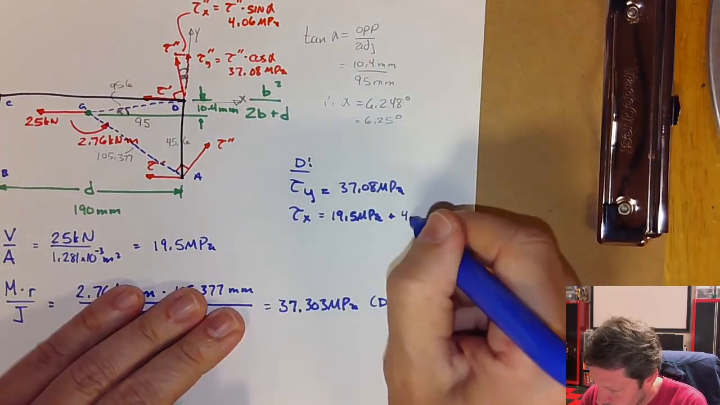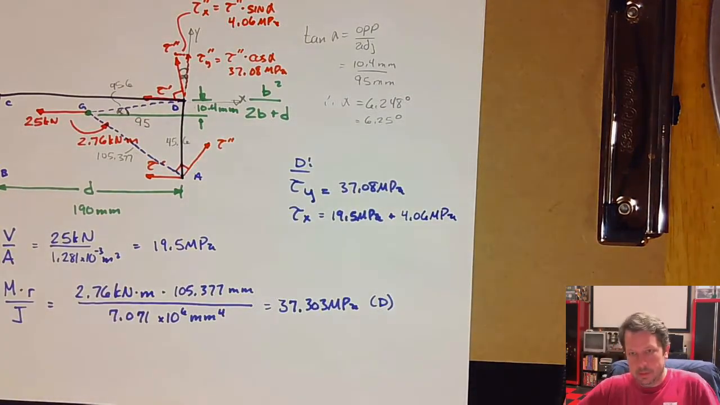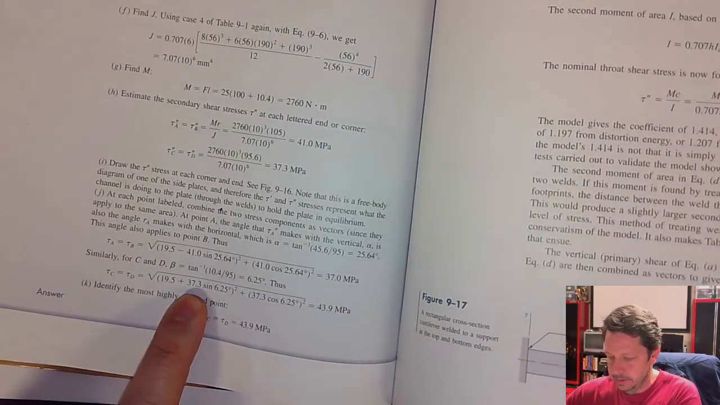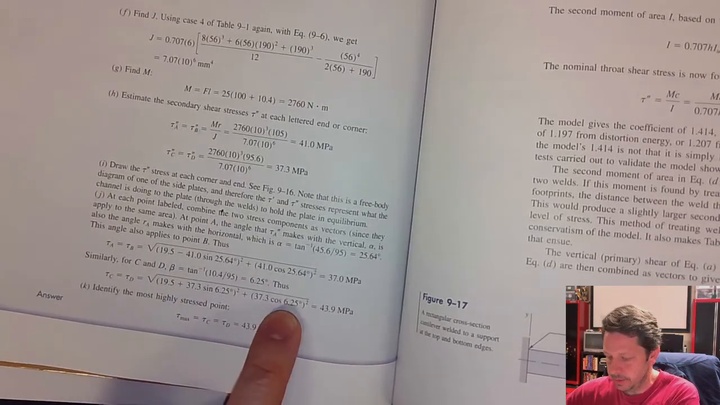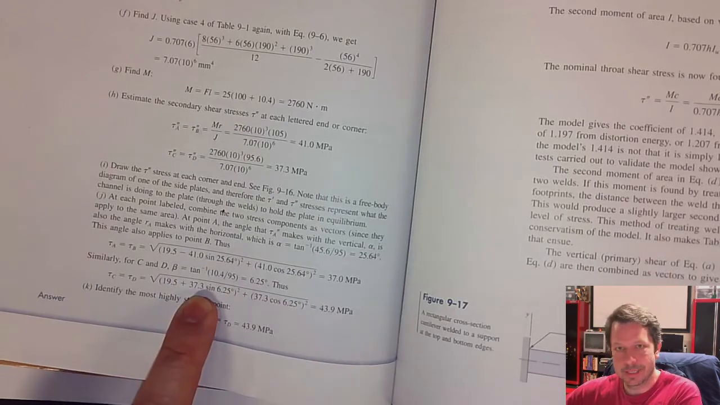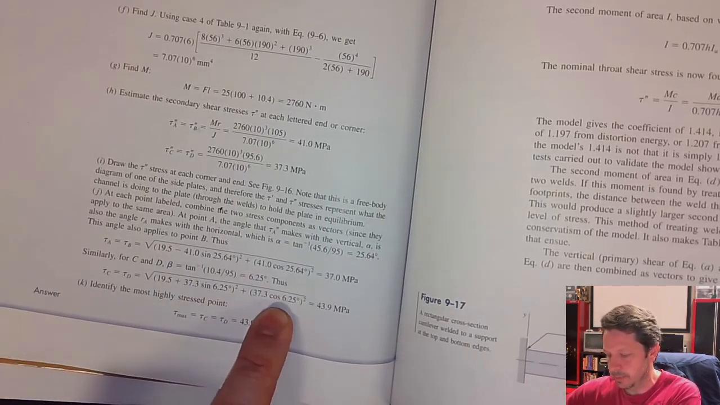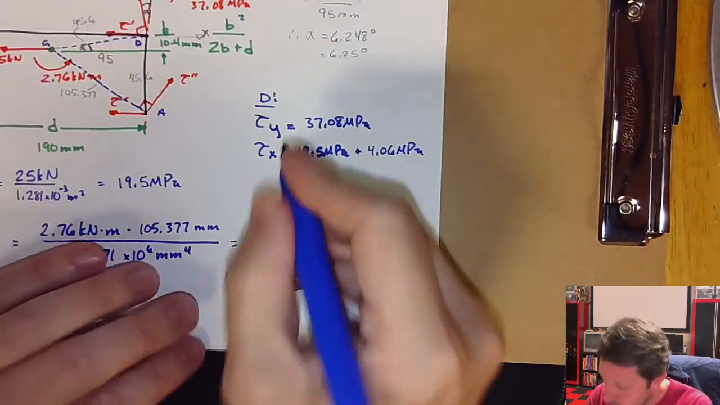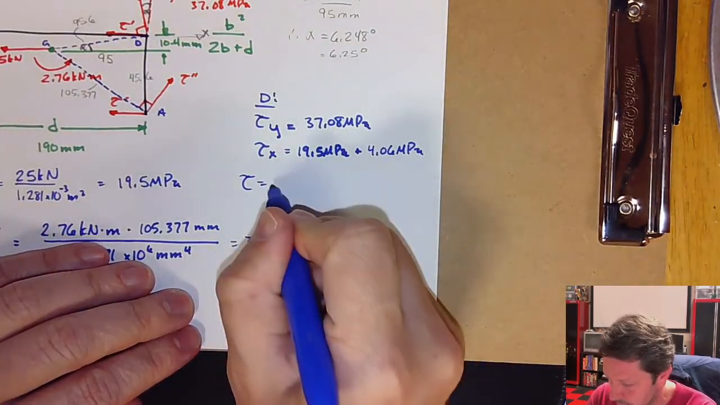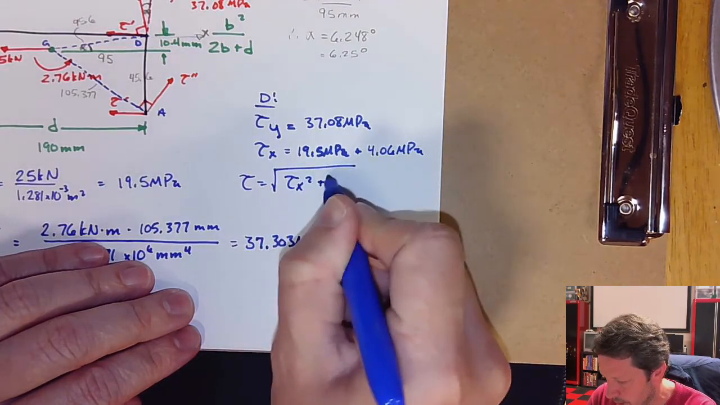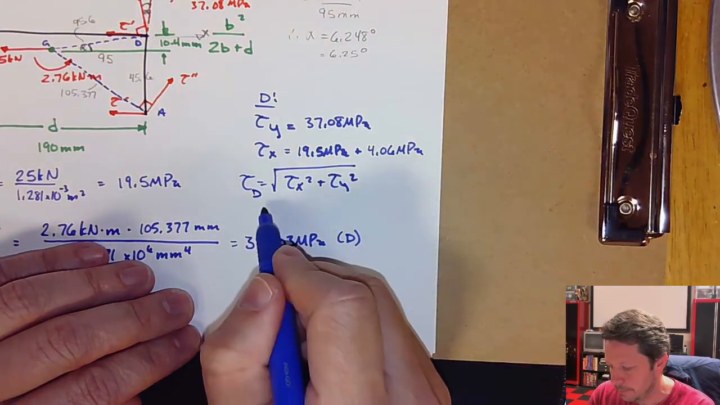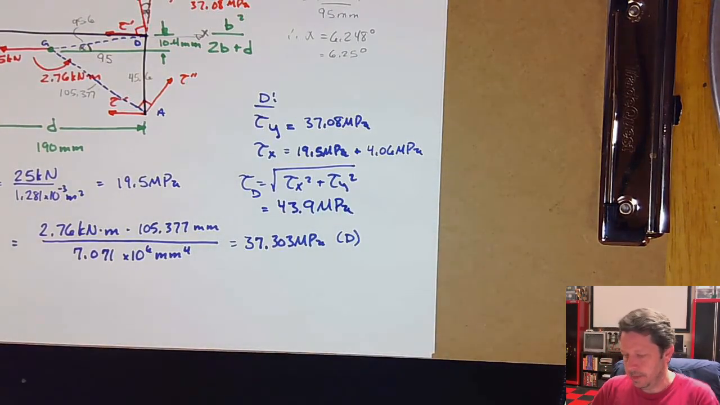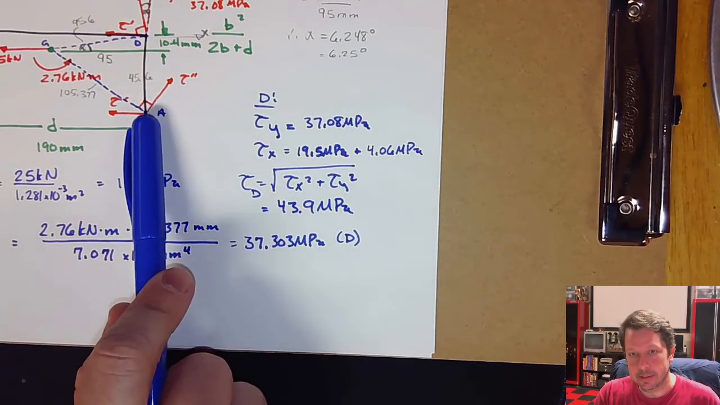So in your book, they just do that all in this line right here. So there's the 19.5, there's the tau double prime sine of alpha, there's tau double prime cosine of alpha. So that's all that line is doing. And then to get tau, the total shear stress, you do square root tau x squared plus tau y squared. And this would be at point D, and you would get 43.9 megapascals.